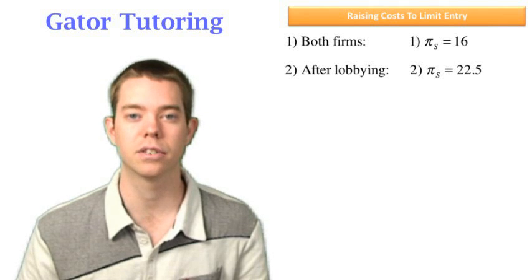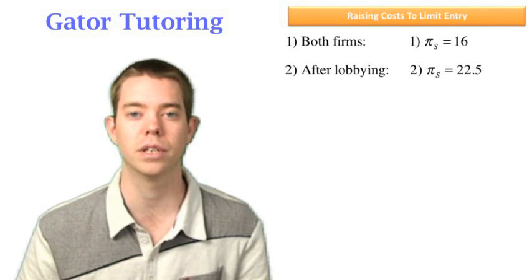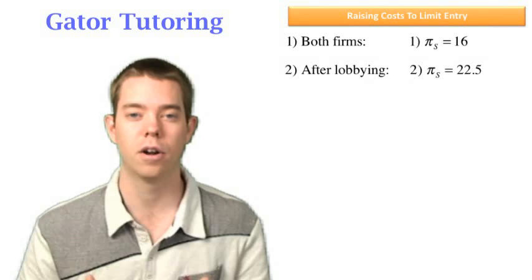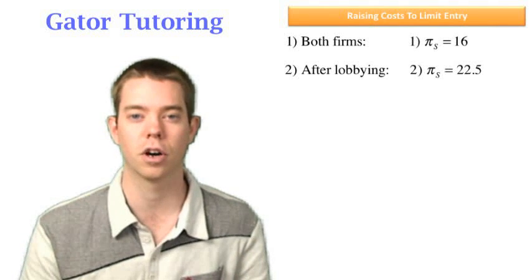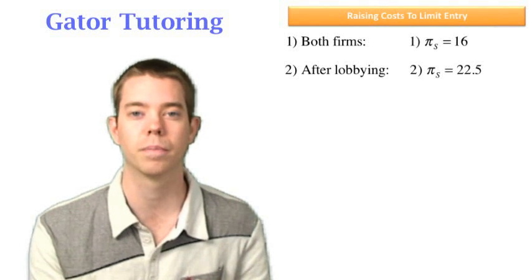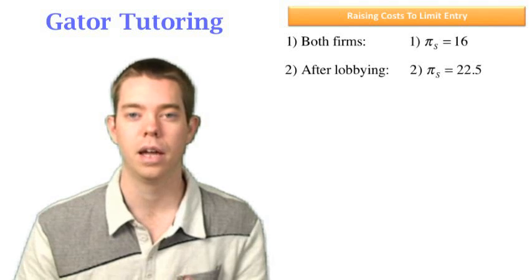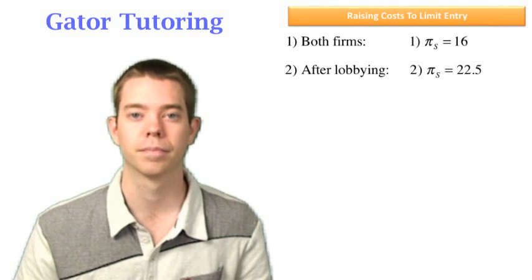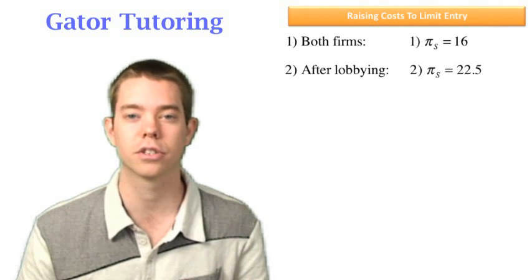So we see in this case, it was worth it for him to take an increase in his fixed cost and also give Luke an increase in his fixed cost, because that would keep Luke out of the market, Sam would be a monopoly, and enjoy higher profits. And that was an example of raising costs to limit entry.